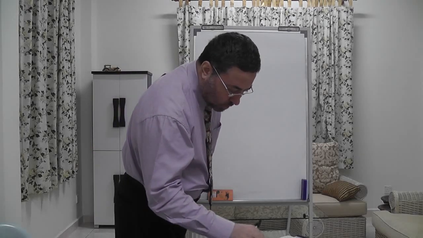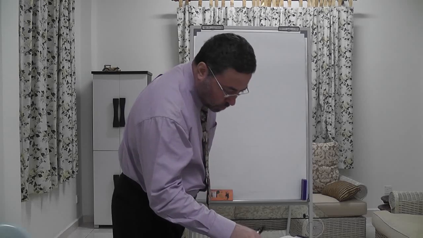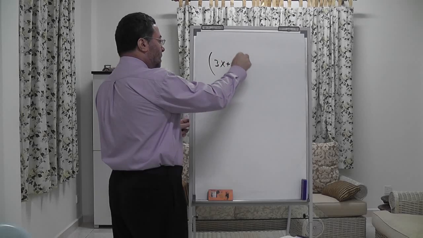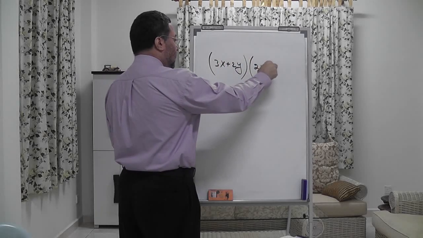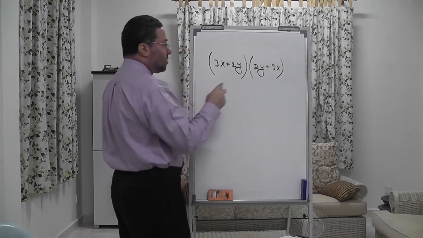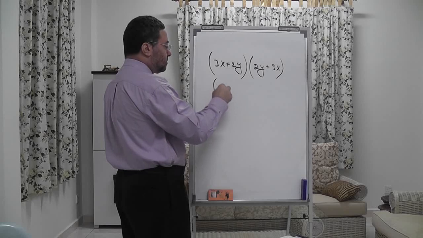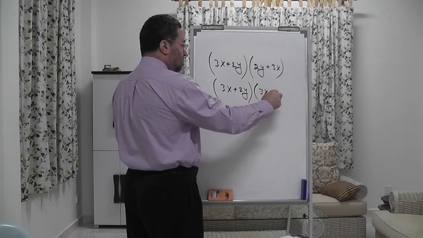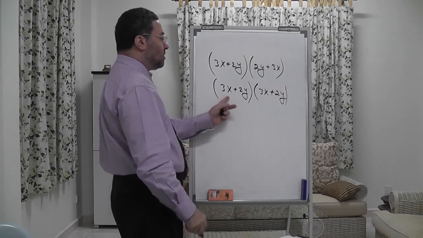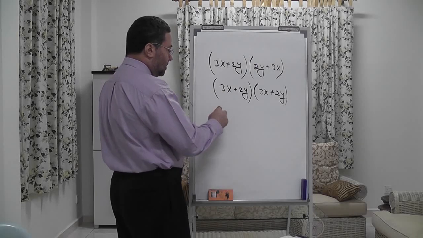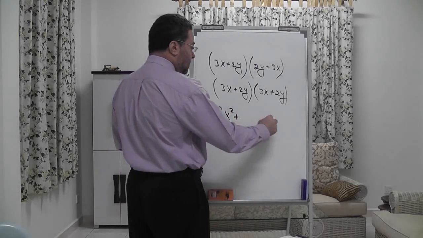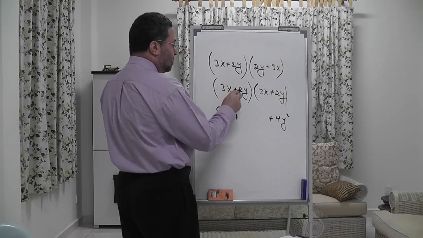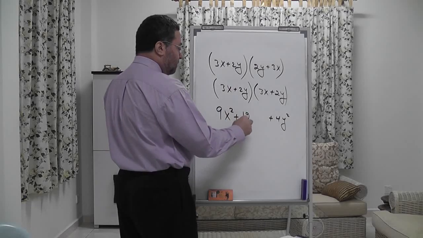Next is number 26, 3x plus 2y into 2y plus 3x. Here you can rearrange this. And you can see now the number is multiplied by itself. We square the first, 9x squared. Square the second, that's 4y squared. And twice their product. 3 times 2, that's 6, times 2, that's 12xy.